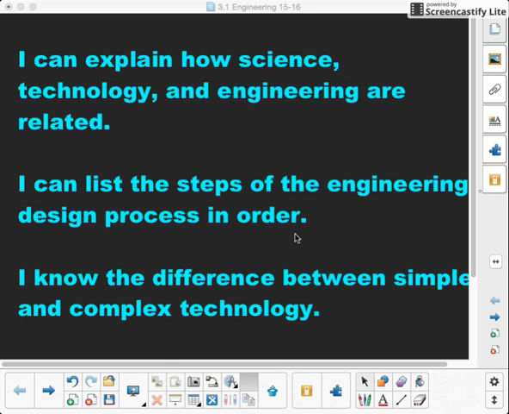The first is, I can explain how science, technology, and engineering are related. The second is, I can list the steps of the engineering design process in order. And the third learning target is, I know the difference between simple and complex technology.